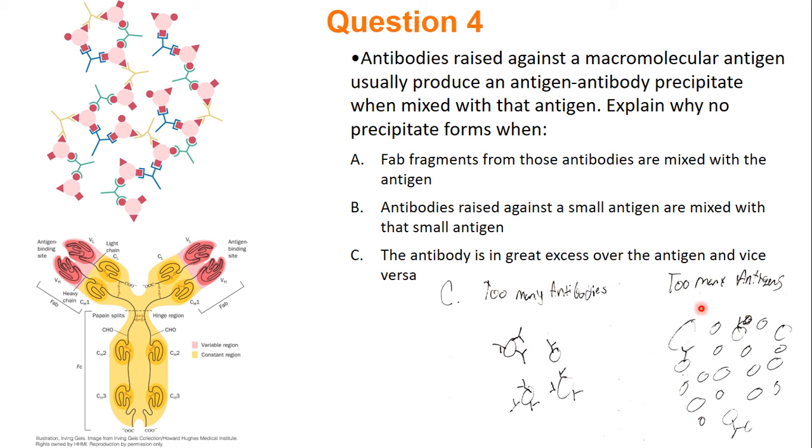While if we have too many antigens, sure, you could still bind two things, but you don't have enough antibodies to form a web. You're just flooded with antigens. You can't bind everything you need to, so you need to produce more antibodies to form our web. So that's why too many antigens won't form this precipitate.